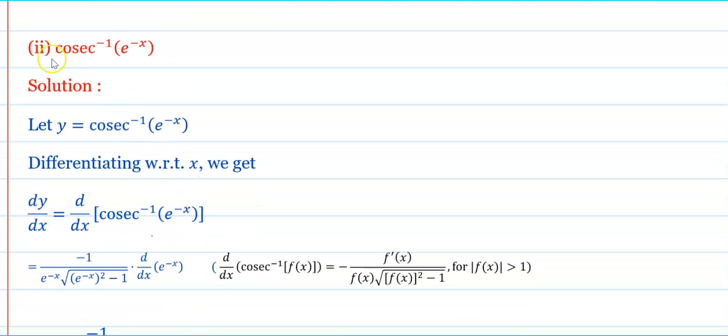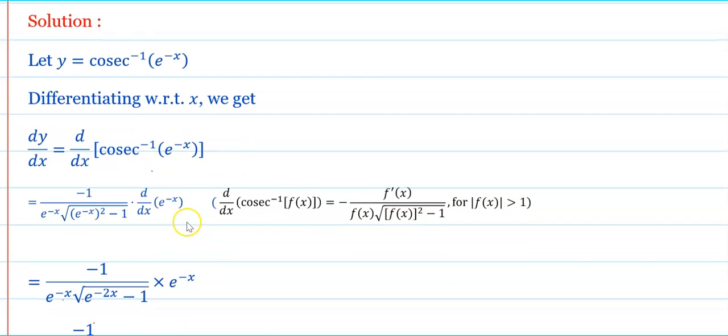Next problem, y is equals to cosec inverse of e raised to minus x. Differentiating with respect to x, we get, therefore dy by dx is equals to d/dx of cosec inverse of e raised to minus x. Okay. Now again the d/dx of cosec inverse of f of x is equals to minus f dash of x upon f of x in root of f of x bracket square minus 1, where mod of f of x must be greater than 1. Okay, otherwise it will be the complex quantity.